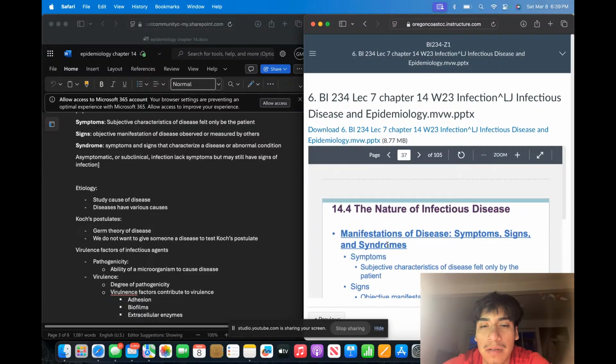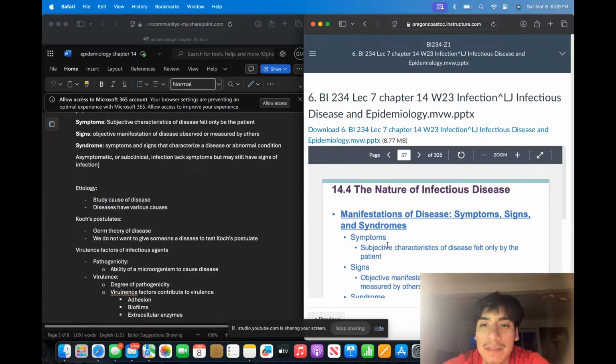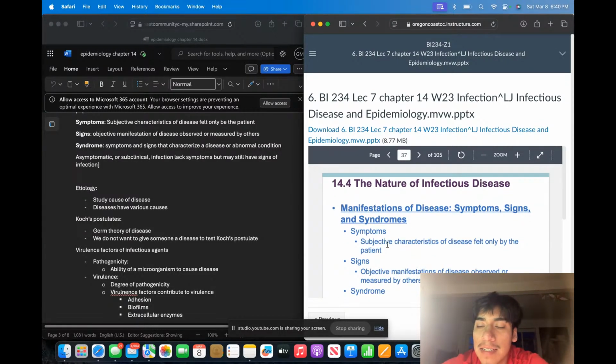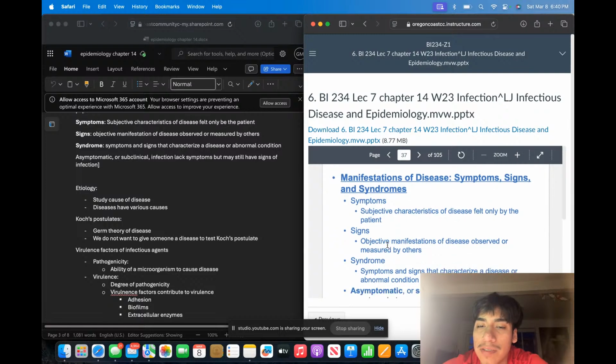All right, let's keep going. So here we have some stuff about manifestation of disease. So symptoms and signs and syndromes. Symptoms, as we kind of went over, are subjective characteristics of disease felt only by the patient. So this is like feeling I'm tired or I feel weird. Signs would be objective manifestations of disease observed or measured by others. So this would be like temperature. And a syndrome is symptoms and signs that characterize a disease or abnormal condition.